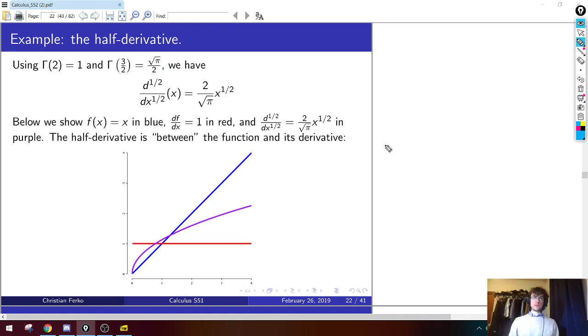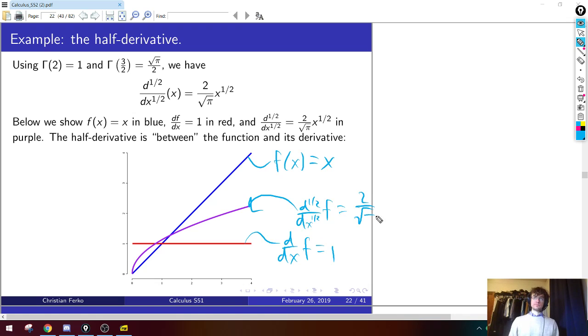So here's our first fractional calculus result. The 1/2 derivative of x is 2 over root pi, x raised to the power 1/2. What does that look like? If we look at a graph, here is f of x equals x. We know the first derivative of that is, I'll write it with d/dx to make it clear, d/dx of f is 1. And then the half derivative seems to interpolate somehow between them. So d^(1/2)/dx^(1/2) of f is 2 over root pi times the square root of x.